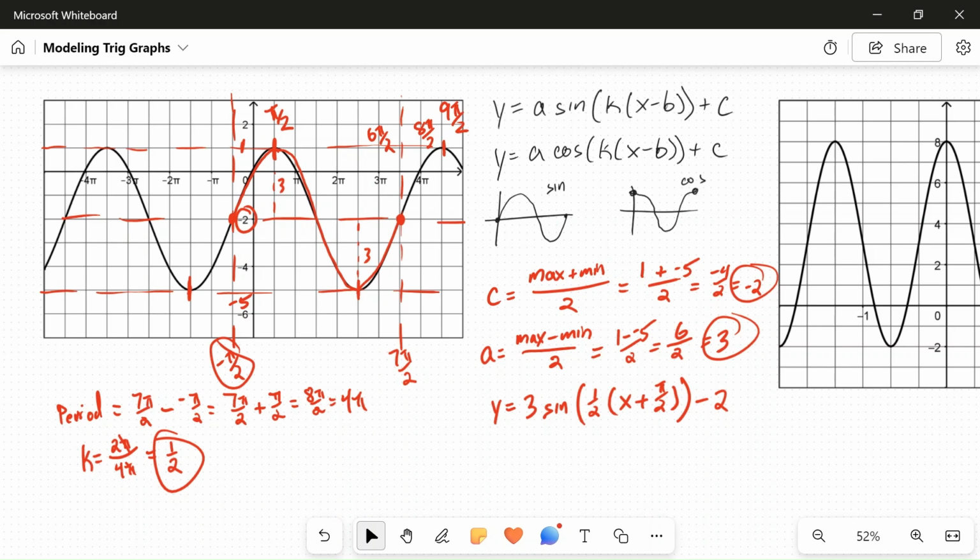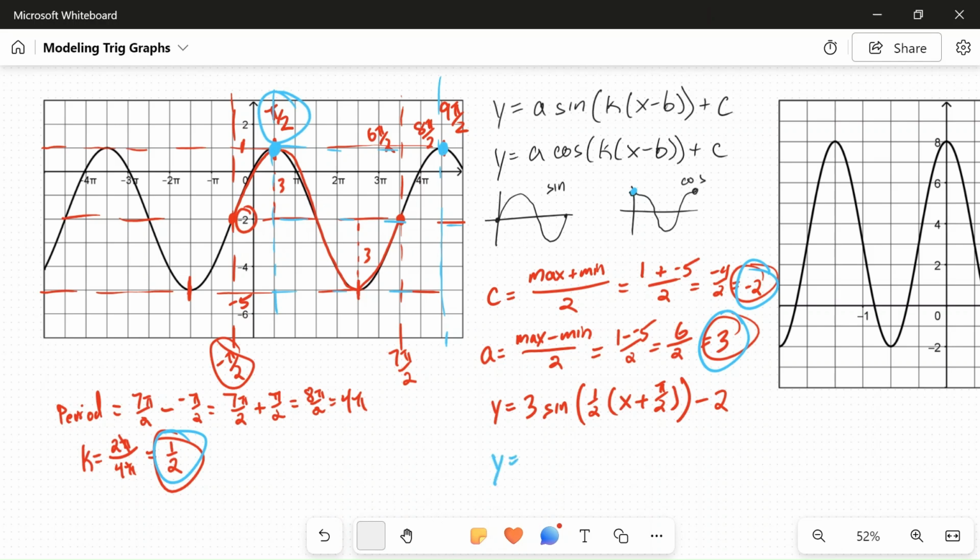If we wanted to do cosine, most of this will be about the same, but remember cosine starts at the maximum. So here's our maximum at pi over 2, and we hit another maximum at 9 pi over 2. So there's the left edge and the right edge. The top and the bottom and the midline all stay the same. So we're going to use the same values for A, C, and K. Those haven't changed. The only thing that changes is where we start the graph. So in this case, I'm starting the graph at pi over 2.